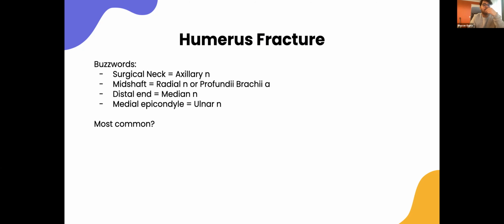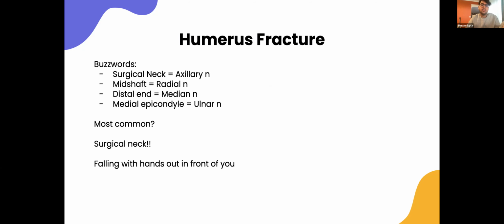I believe the most common is the surgical neck, and that's where the most common surgeries happen. That's where the naming comes from. And a good sign is falling with your hands out in front of you. That might lead to a fracture in the humerus.